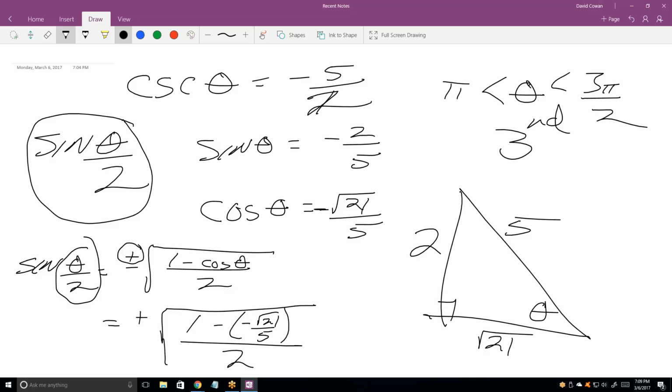So you have to figure out two things here. You have to figure out what quadrant theta is in, and you have to figure out what quadrant theta over 2 is in. Okay.